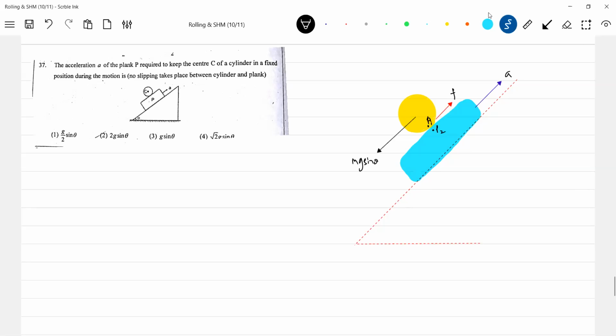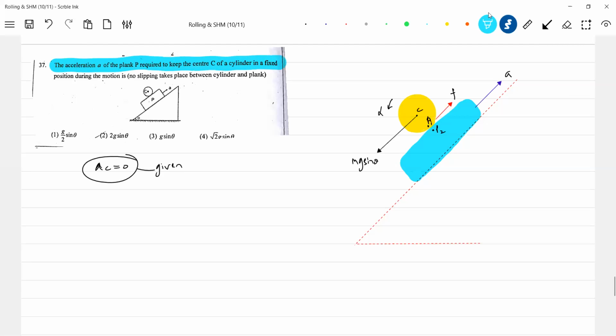The acceleration of P1 should be equal to P2. First we'll write some equation. Because of the friction acting, alpha should be like this. To keep the center C of the cylinder in a fixed position, what should be the acceleration of C? It must be 0. This is given, no? So because of that, I'm writing this condition.